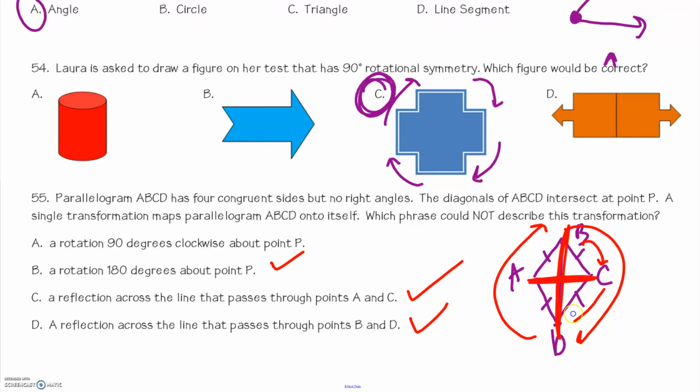The 90-degree one would go, B would go to C, C to D, D to A. So what's not going to happen is A. So A would not work. All right.